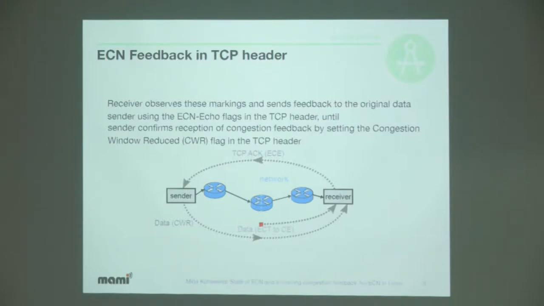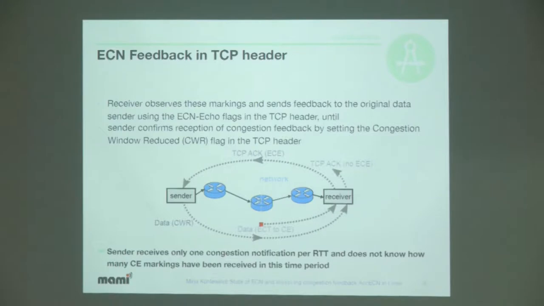So basically, where we end up is that for one marking, the receiver sends a whole window of ECE markings to the sender, and the sender sends a whole window of CWR markings back to the receiver. And what that means is that the sender only knows that there was some congestion during this round-trip time, but it doesn't know how many congestion markings have appeared.